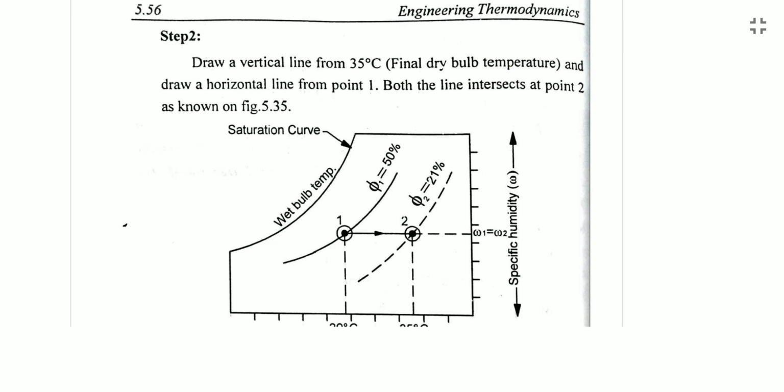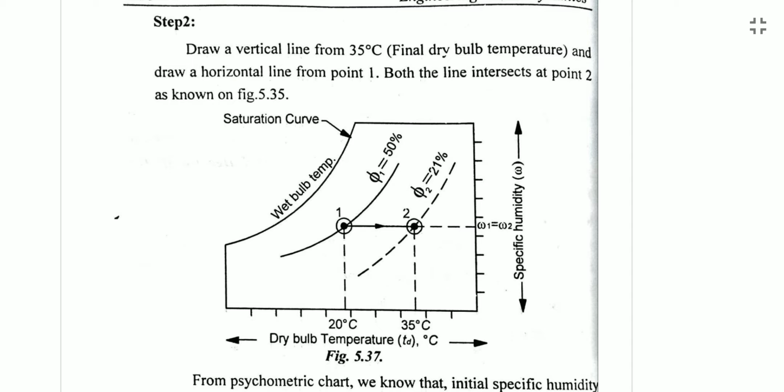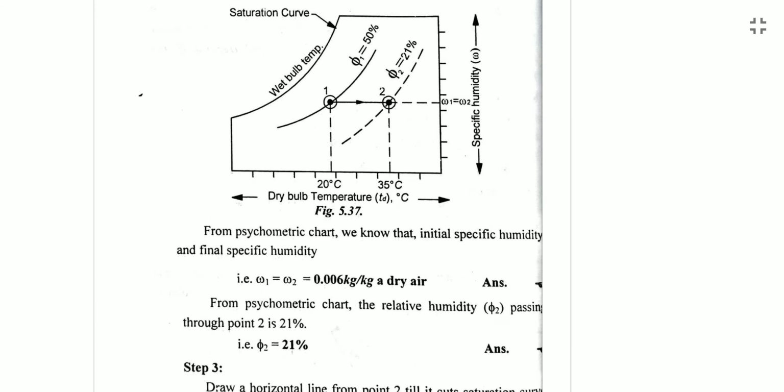Then the second step: it is a sensible heating process, so we draw a horizontal line to get point 2. Sensible heating to 35 degrees centigrade on the dry bulb temperature line. At the 35 degrees centigrade line, you draw a vertical line, and the horizontal line meets it at this point. This is point 2. From this second point we can find the relative humidity, which is 21%. Then specific humidity, enthalpy at the second point, and all other properties we can find from the chart itself.